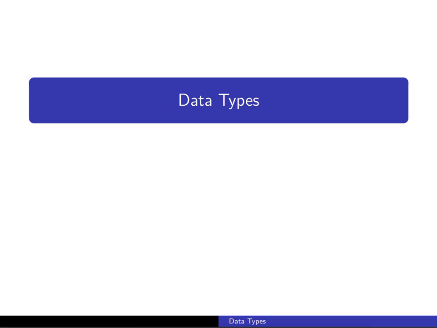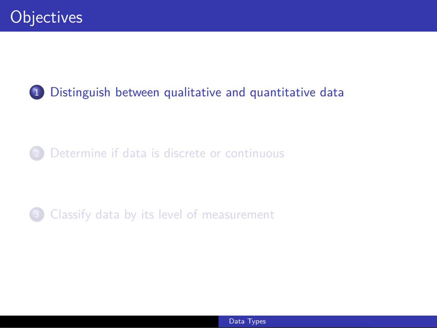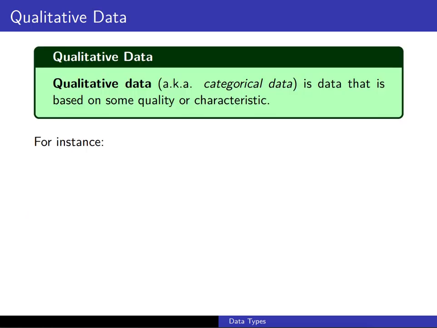Okay, in this video we're going to introduce data types, and in particular, look at the difference between what is qualitative and what is quantitative. So qualitative data, also called categorical data, is data that's based on some quality or characteristic. For instance, your name or your blood type or even your zip code could be considered qualitative data.